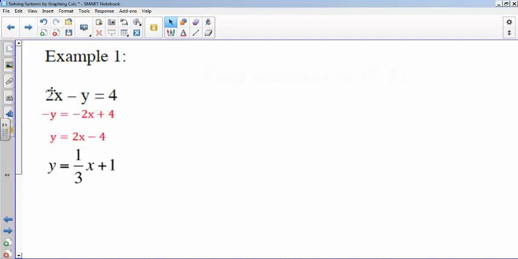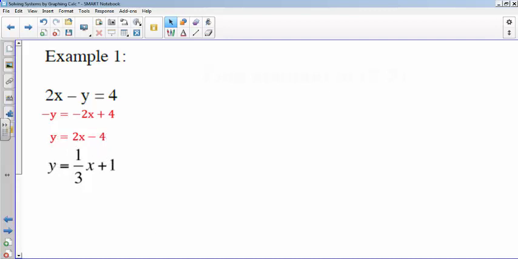You'll notice what I did is that I subtracted the 2x from both sides. So I got negative y equals negative 2x plus 4. And then since we want y and not negative y, I divided everything by negative 1 and got y equals 2x minus 4. So just double check your work, make sure that you got the same thing. So now we're going to be looking at the two equations, y equals 2x minus 4, and then y equals 1/3 x plus 1.